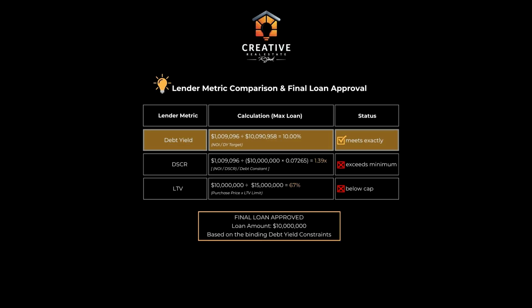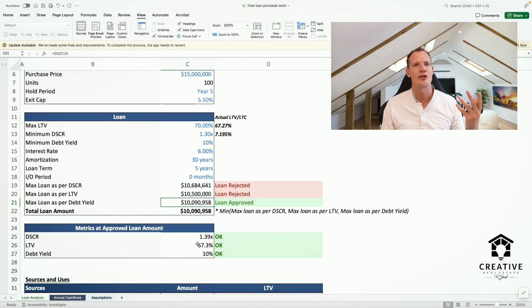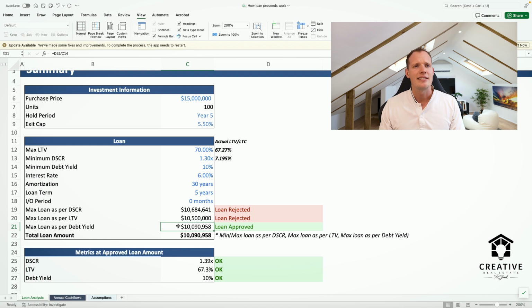So you'll see our new loan to value, based on this loan amount, the debt yield loan amount, is 67.3%. Our DSCR remains constant at the 1.39, and our debt yield is now officially 10%. I want to mess around with some of these variables just to show you how it would affect which metric is going to come out to be the limiting factor.